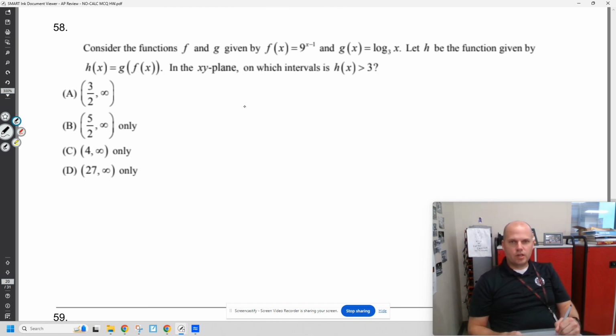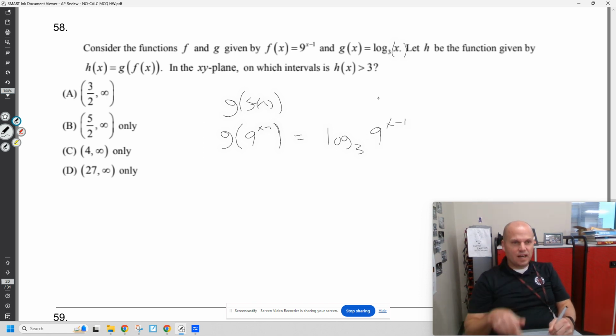All right, we got g of f of x. So we want to compose g of f of x. That's g of 9 to the x minus 1. That means wherever I see x in g, I'm going to replace it with f of x, 9 to the x minus 1. Cool. We're going to see when this is bigger than 3.